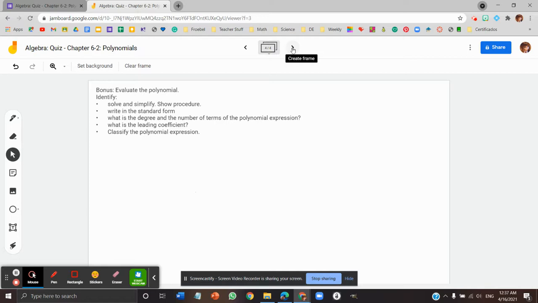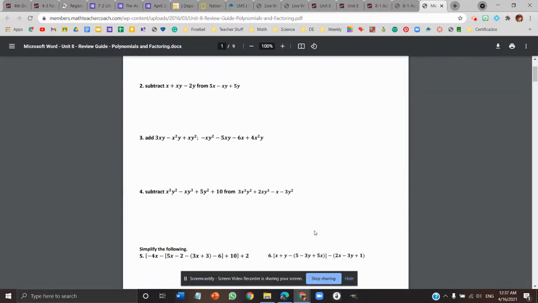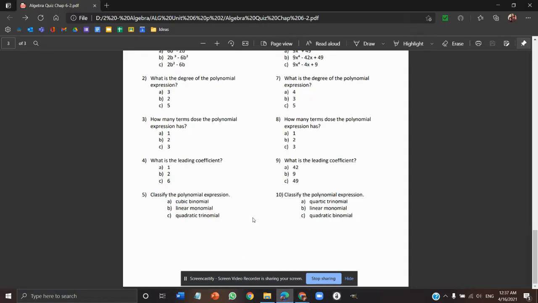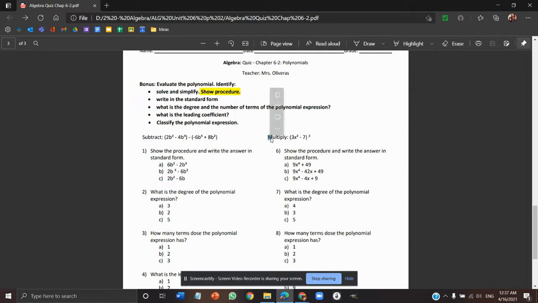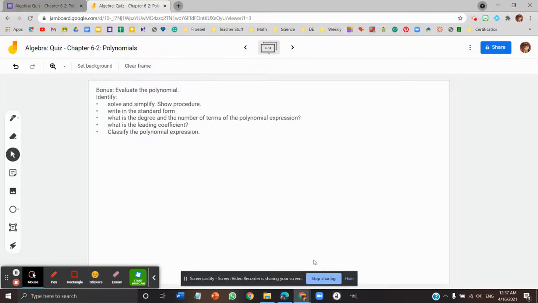I'm going to give you something to add or subtract or multiply. If you go to the test, you're going to see it. That is not the test, sorry. If you go to the test, you're going to see that you're going to subtract, you're going to multiply. So again, let's say that you are multiplying, just for the sake of an example. It says multiply. Let's just multiply.